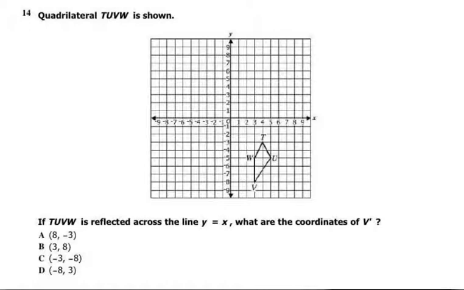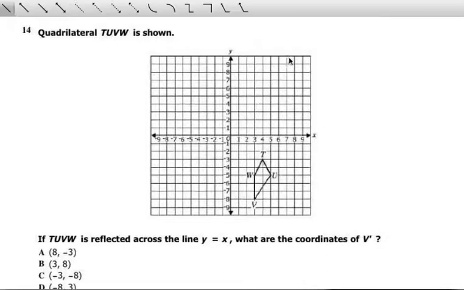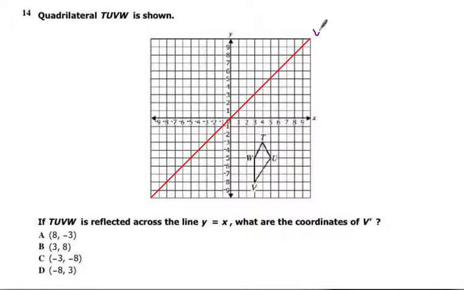Quadrilateral TUVW is shown. If TUVW is reflected across the line y equals x, remember y equals x is going to look exactly like this right here. That's what y equals x looks like. It goes through the origin. What are the coordinates of V prime? That just means where's our V going to be relocated? V is (8, -8). Since it's y equals x, we're just going to switch their places.